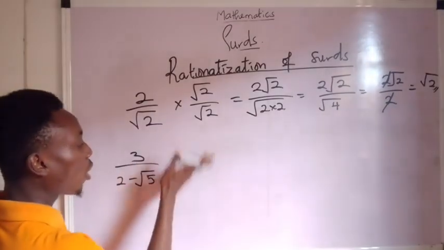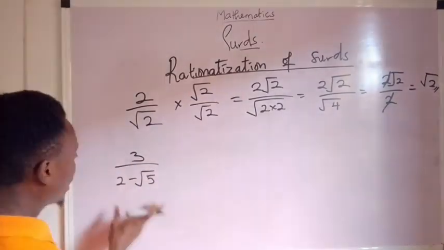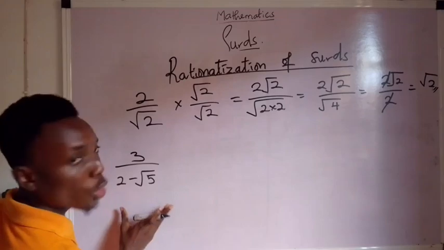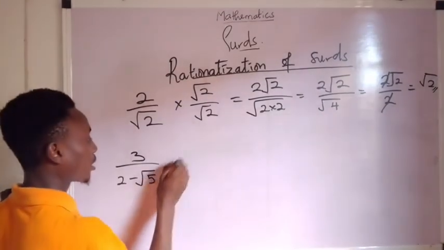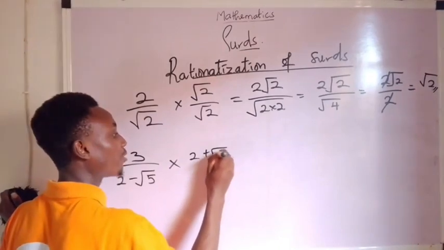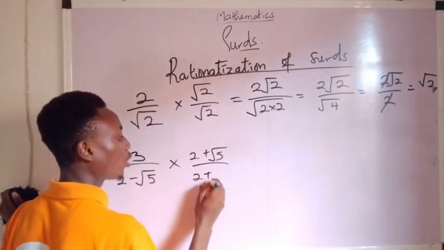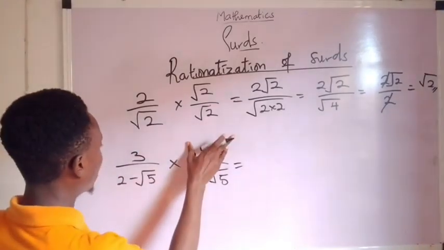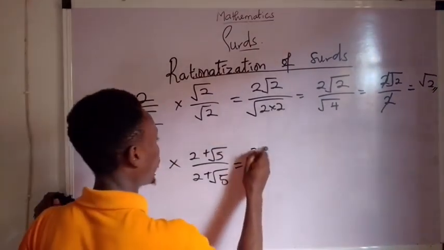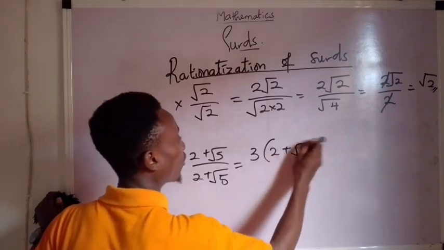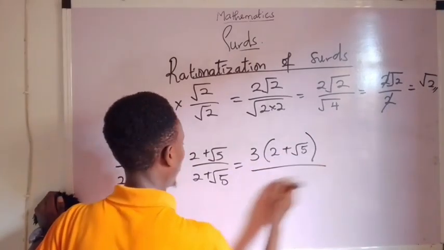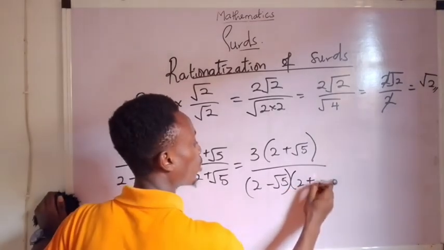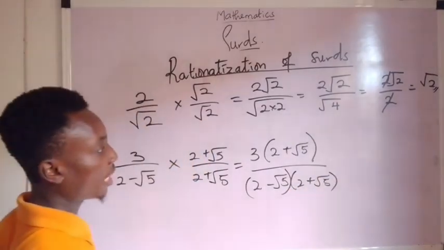You multiply both the numerator and the denominator by the conjugate of the denominator to rationalize this kind of surd expression. Now you have this 2 plus root 5 over 2 plus root 5, which will give us what? You multiply this by this, multiply this by this. You have 3 open bracket 2 plus root 5 over 2 minus root 5, 2 plus root 5. So we begin to expand, right?